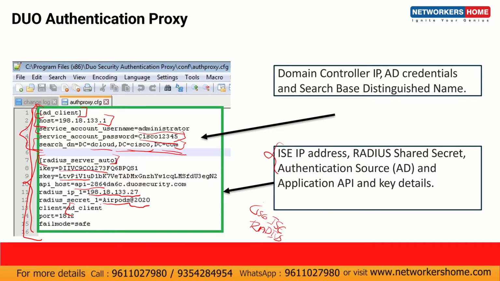Client: you have to mention who will be the client for the first factor. Here it will be the AD client, so this AD client is mentioned as it is in these parameters, and we have to mention it this way. The port will be, since it is RADIUS, 1812, and the fail mode will be safe. Why safe? Because in case of failure or unreachability, we can bypass the proxy.